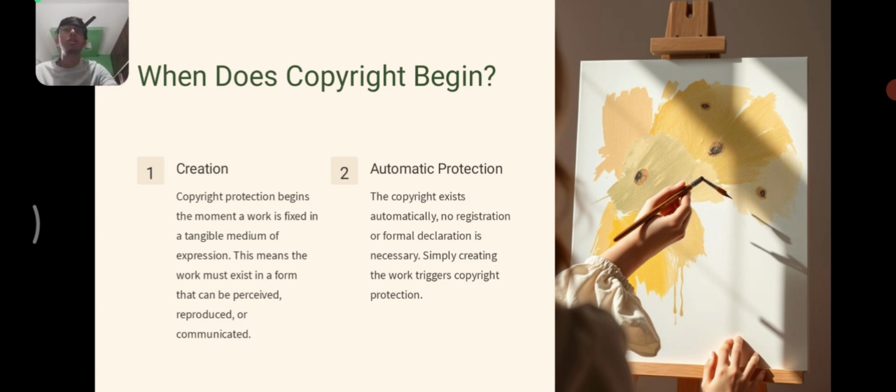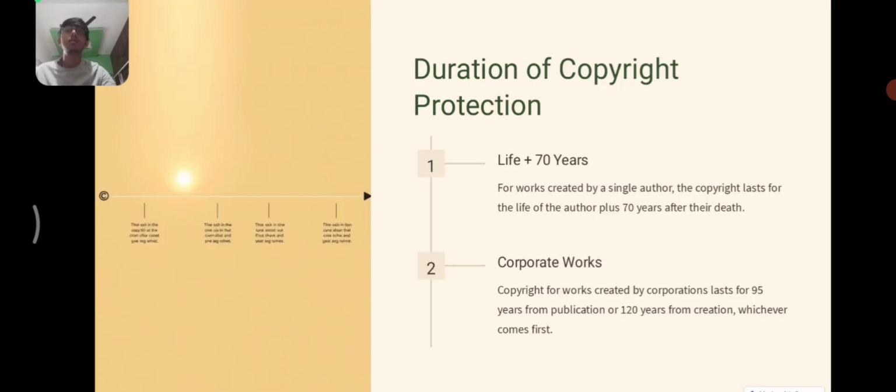Then let us move on to the duration of copyright protection. The duration of copyright protection is life plus 70 years. For works created by a single author, the copyright lasts for the life of the author plus 70 years after their death. Corporate works: copyright for a work created by a corporation lasts 95 years from publication or 120 years from creation, whichever comes first.